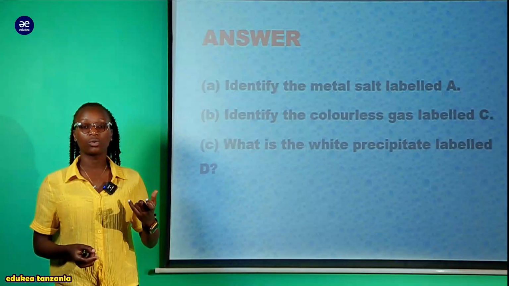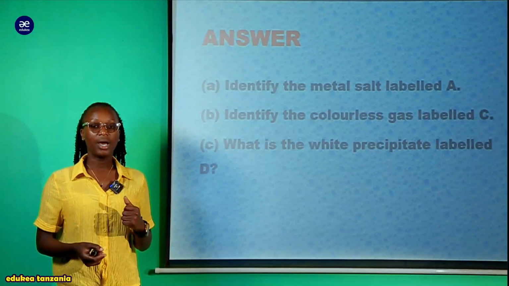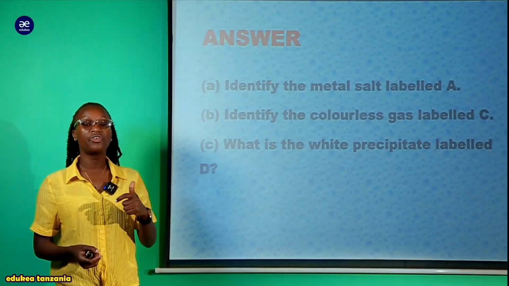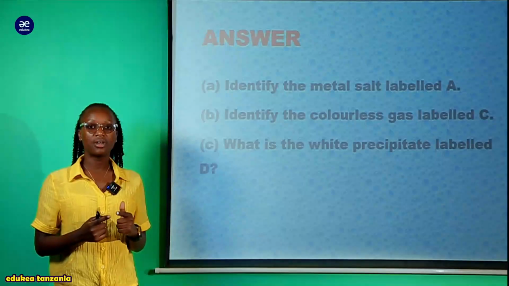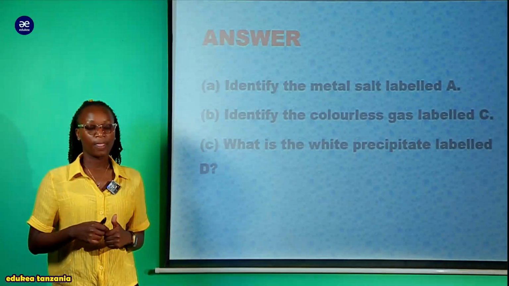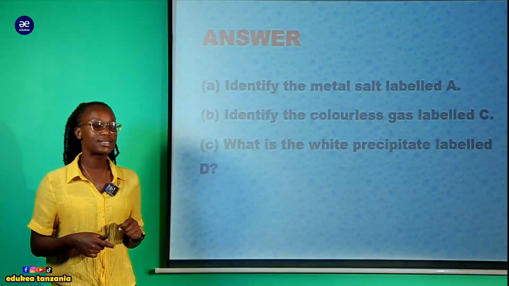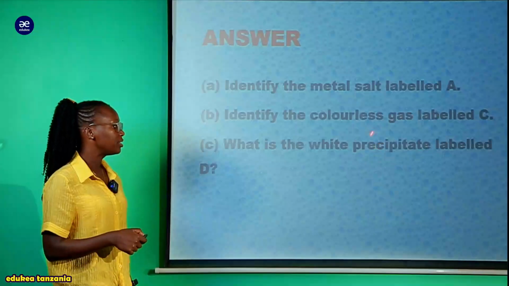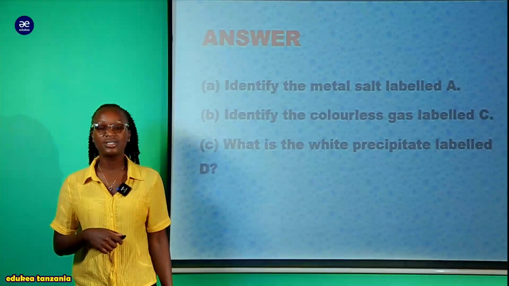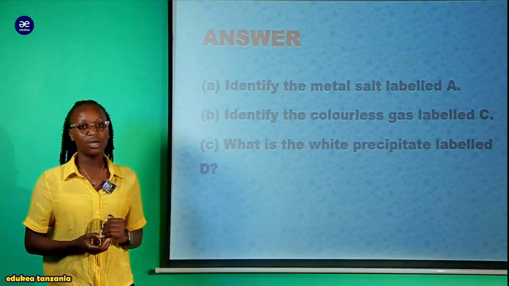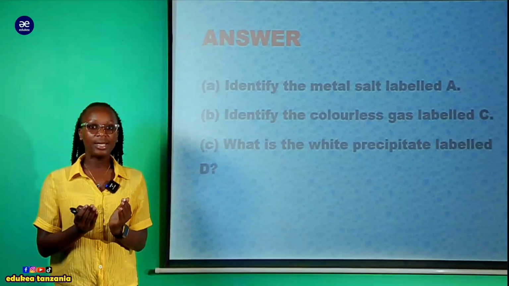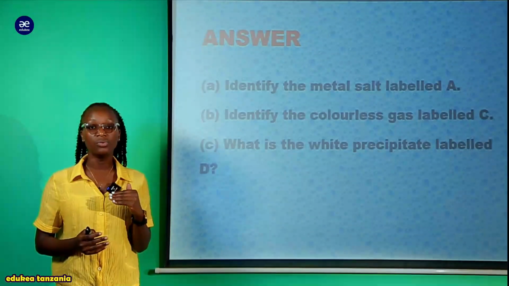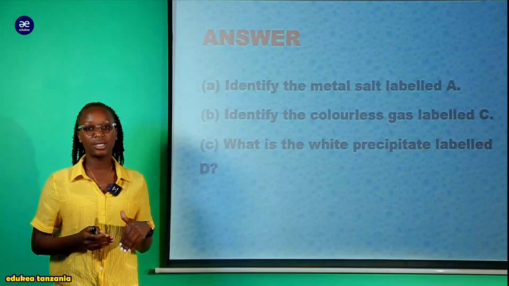Kwa hiyo wewe mwanafunzi unatakiwa recall the concept, what happened when the metal ikireact na this sulfuric acid, concentrated sulfuric acid inaenda kurelease gesi gani, ndipo utaweza kufanya identification of the colorless gas C. Lakini part C of our question anasema kwamba what is the white precipitate labeled D? Kwa hiyo mean that the main concern of our question, we are required to make the identification of the given compounds or the unknown compounds in our scheme.